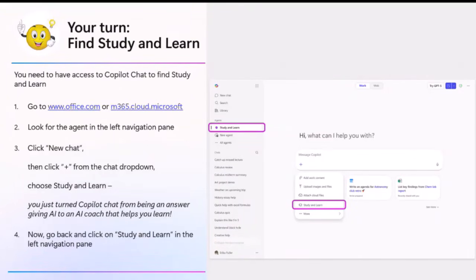You'll also find the agent in just chat. So if you click on just new chat and go to that drop down, click plus, you're going to find the agent right there in the drop down, and you can pick it from there. And when you do, what you've done is you've changed Copilot chat from its native mode of giving answers to being able to learn with it. And we'll get into the learning in just a moment.